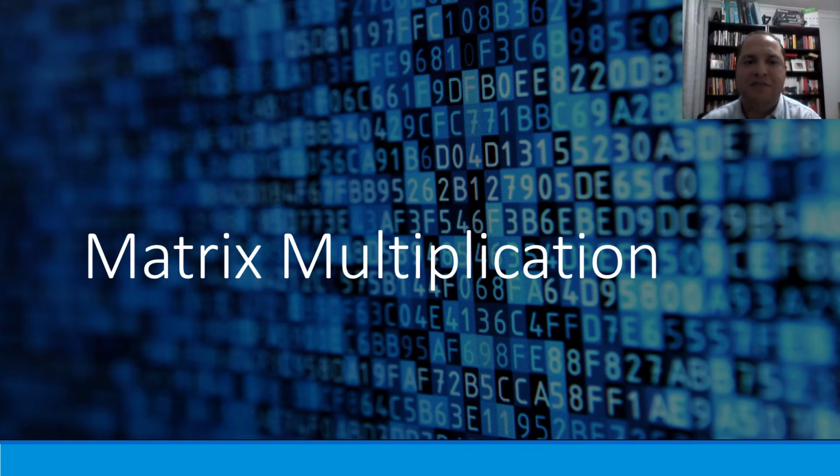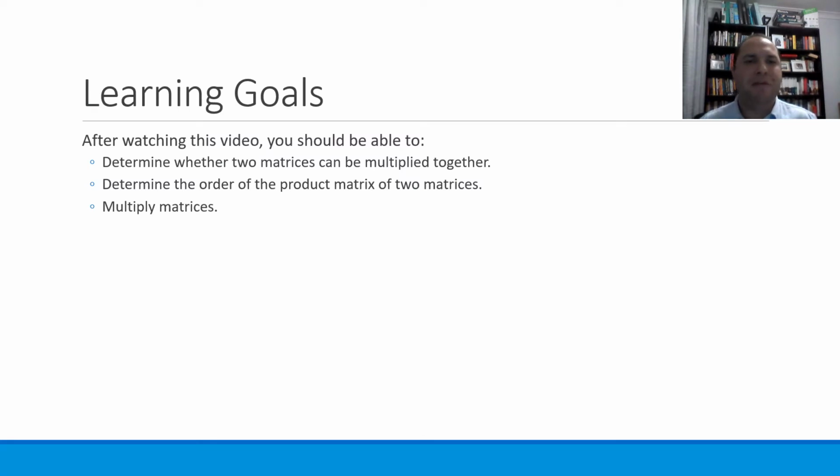Hi students, in this video we're going to look at how to multiply matrices together. After watching this video, you should be able to determine whether or not two matrices can actually be multiplied together. You should be able to determine the order of the product matrix of two matrices. Product just means multiply, so the product matrix is just the result when you multiply two matrices together. And our main learning goal for this video, you should be able to multiply matrices together.